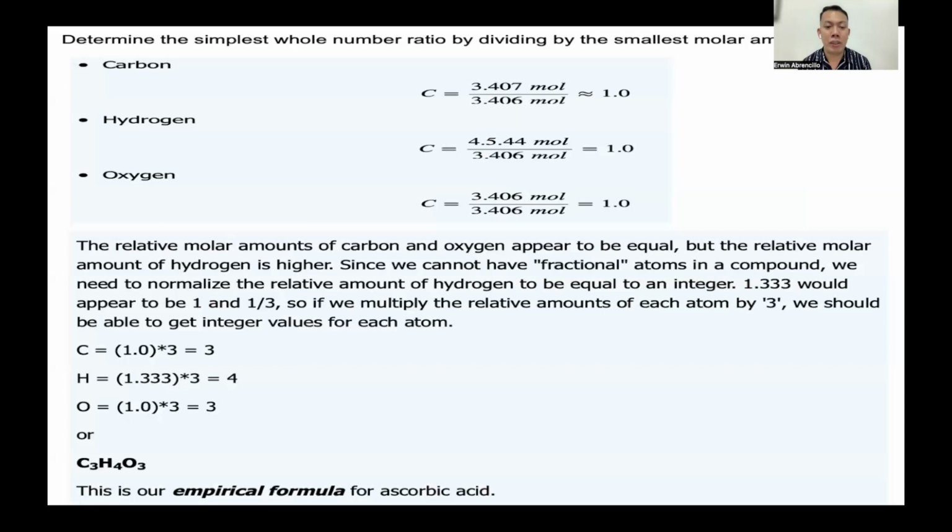So the solution there is to multiply it by a number that will make it a whole number. Since H is 1.3333, the number that we could use is 3. So you have to multiply it by this number. 1.0 times 3 is 3. For carbon and oxygen it is the same. However, for hydrogen, we have 1.33, so when you multiply it by 3, you'll get 4.0 or 4. With that, we can say that the empirical formula for ascorbic acid is C3H4O3.